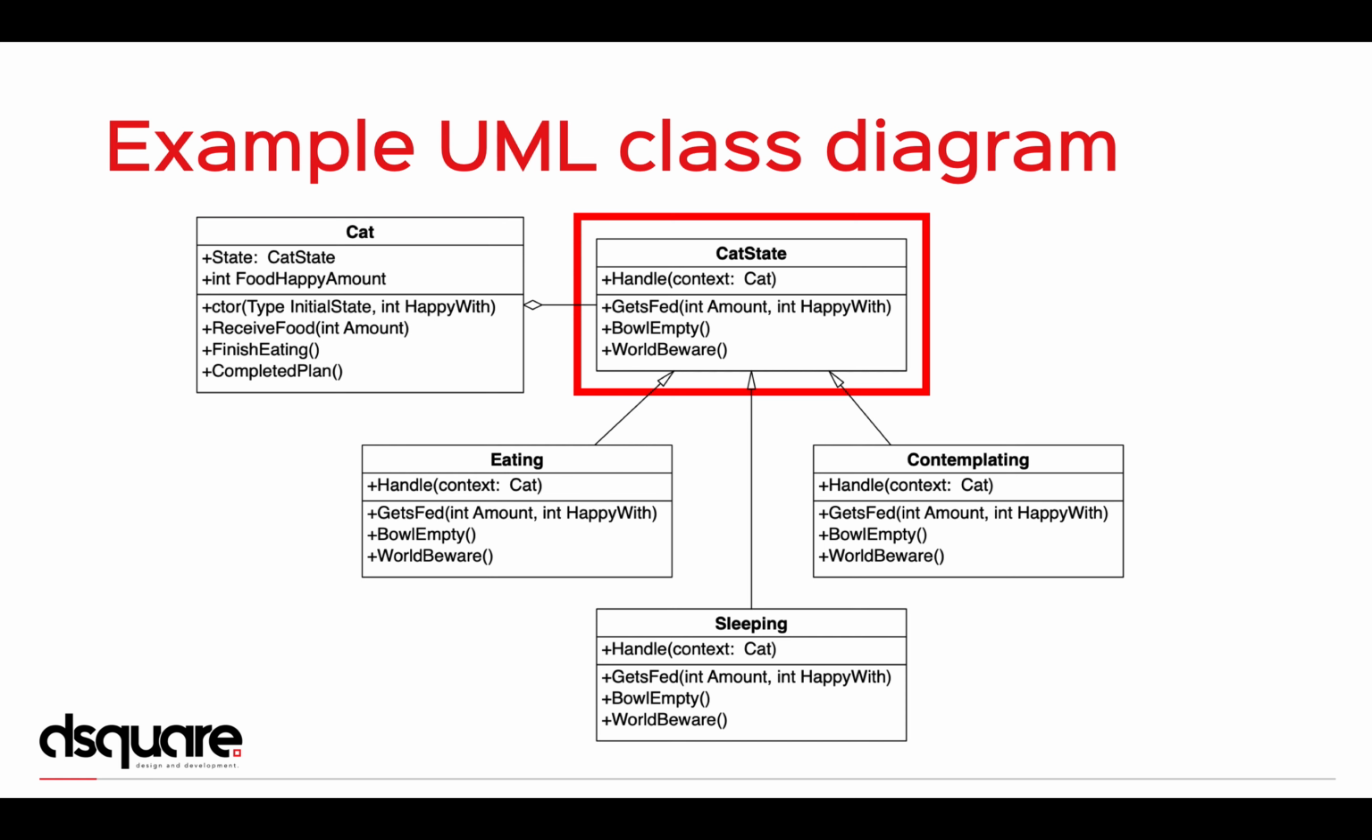So let's have a look at our cat state class. You will notice that the cat state still has a reference to a context, but in this case, the context is an object of type cat. Our state base also has three methods. The first one, getSfed, is going to be used whenever we need to have our cat traverse from the sleeping to the eating state. So if you refer back to the state transition diagram, this method would be the one that gets called whenever the underling feeds the cat.